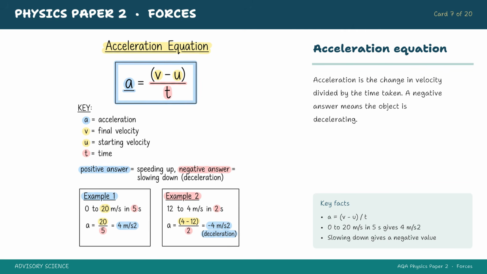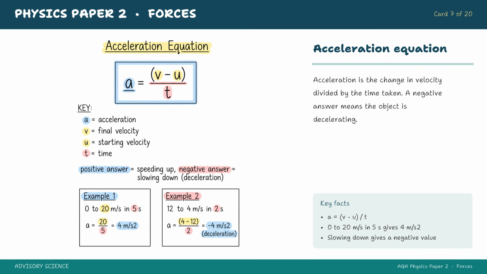Now substitute the values into the equation. Acceleration equals 20 minus 0 divided by 5. 20 divided by 5 equals 4. So the acceleration is 4, and don't forget the units, meters per second squared.